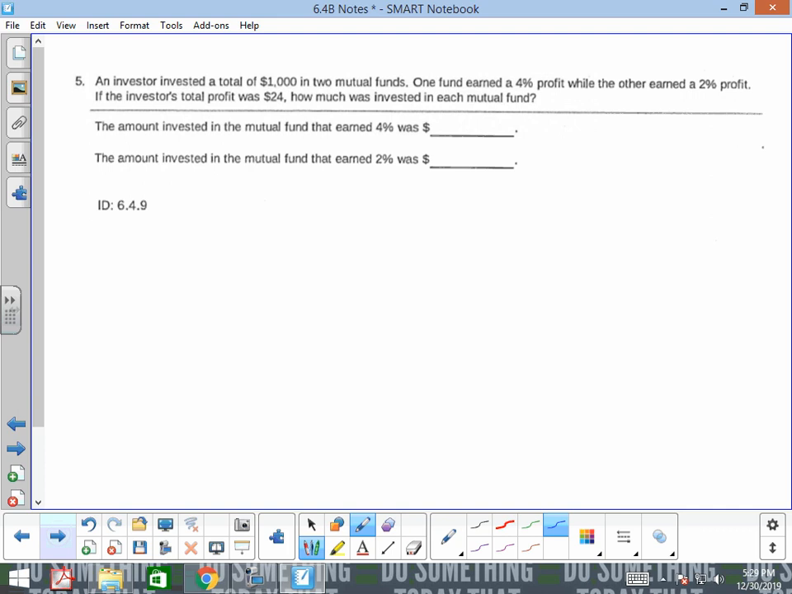All right, number 5. An investor invested a total of $1,000 in 2 mutual funds. One fund earned a 4% profit, while the other earned a 2% profit. If the investor's total profit was $24, how much was invested in each mutual fund? So first we're going to do how much he invested in each fund.